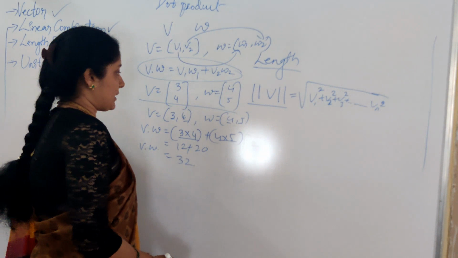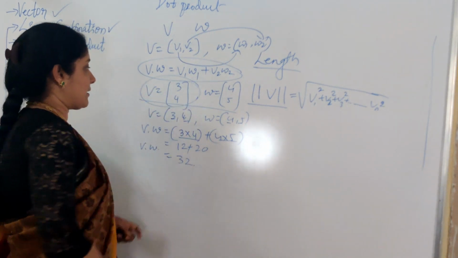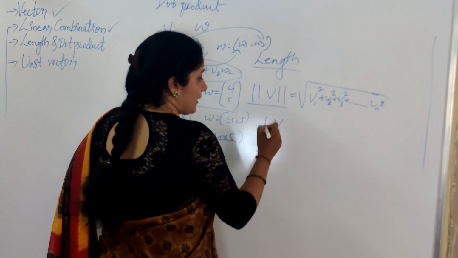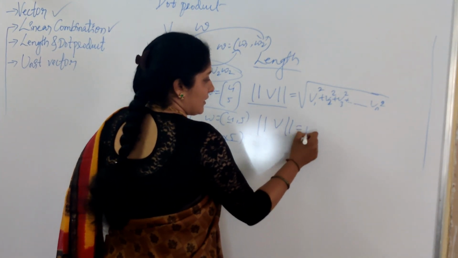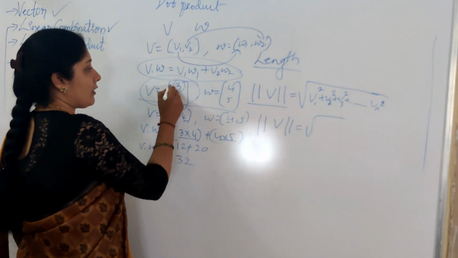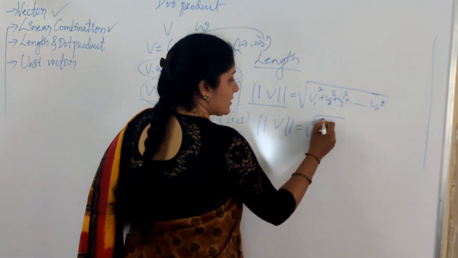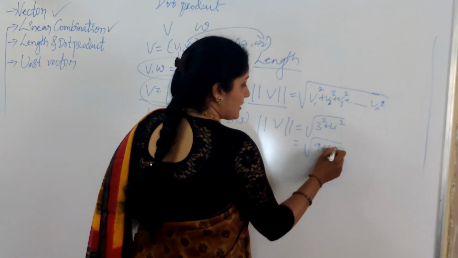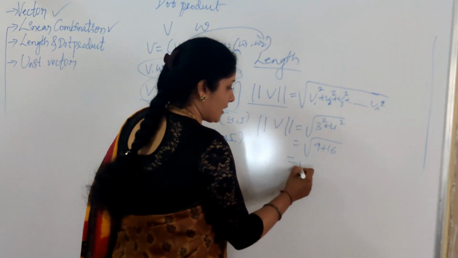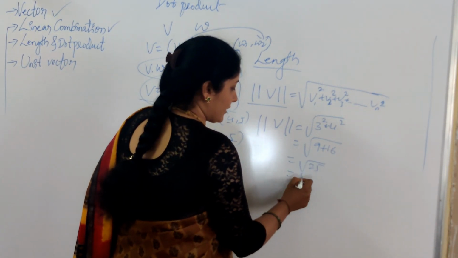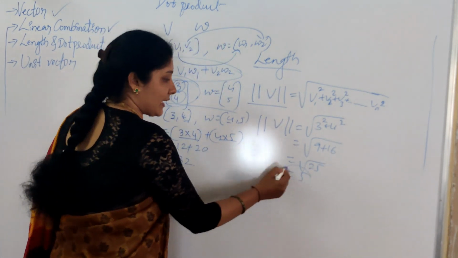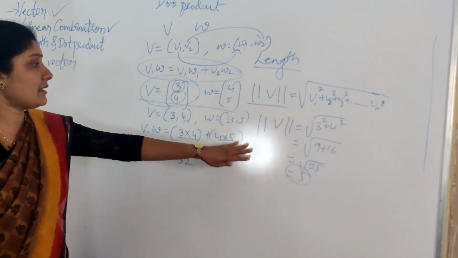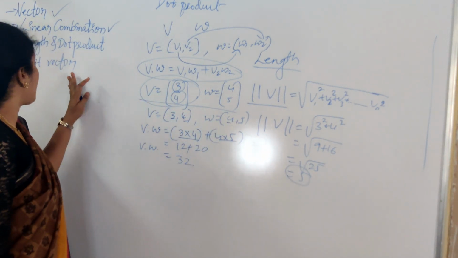For example, let us consider the same example here. v is (3, 4). Then the length is the square root of the squares of both elements, 3 squared plus 4 squared. That is 9 plus 16, square root of 25. Therefore, it is 5. So the length of this vector is 5. So this is about length and the dot product.